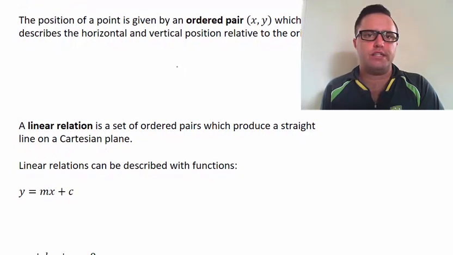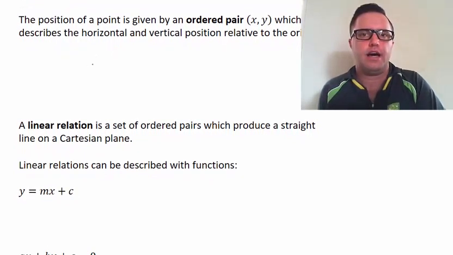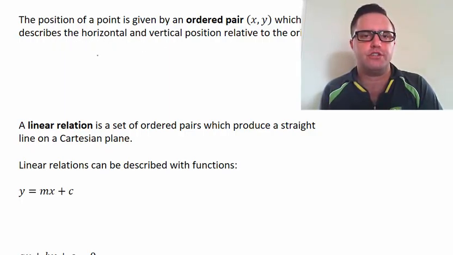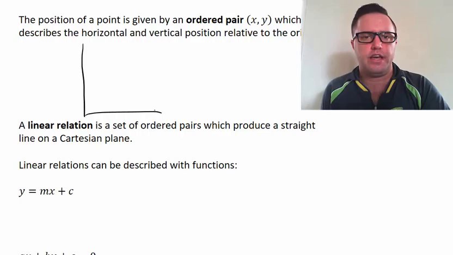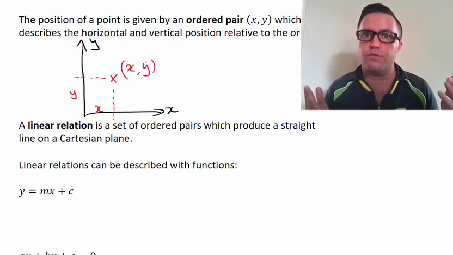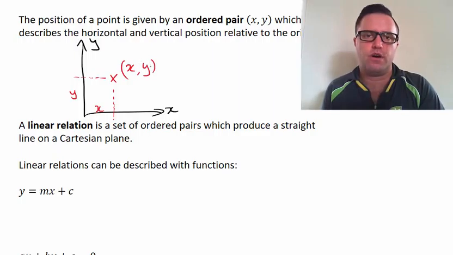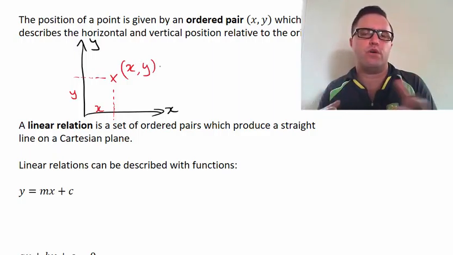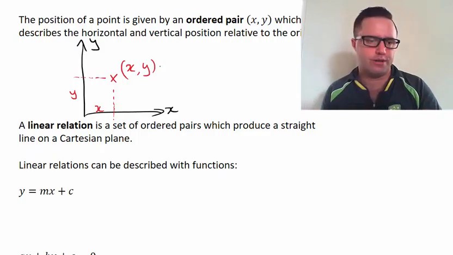Now, the position of some point is given by an ordered pair, an x, y, which describes the horizontal and vertical position relative to the origin. So, if we had an axis like this, there's our x, there's our y, some point in here will be described with an x, y value, okay? And that means that it is x distance along here and y distance up here, okay? That's what that means. And this is called an ordered pair because it's a pair of numbers being placed together in order, and the order is important. Okay, so it's always the x value, then the y value. Obviously, if there's more than that, it might be x, y, and z. Okay, so it's very important you remember that order.